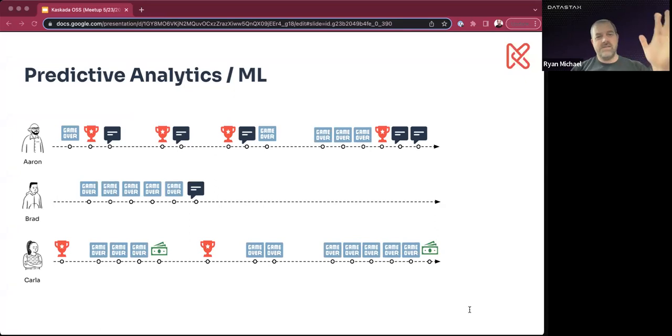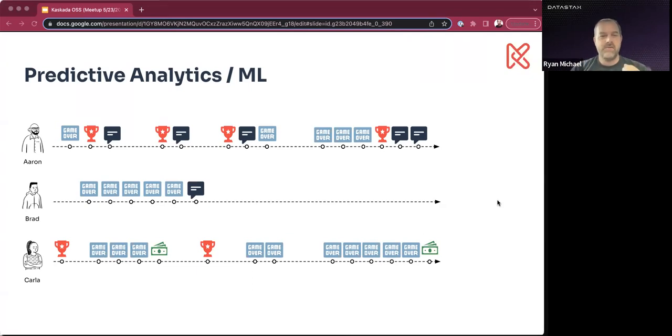You can see that Brad just lost and lost and lost, and he left and hasn't come back, right? So I have a feeling that the comment he left was not great. Carla here, if we look at this a little closely, what we can see is that in this contrived example, she loses and loses and loses and she spends money to win.